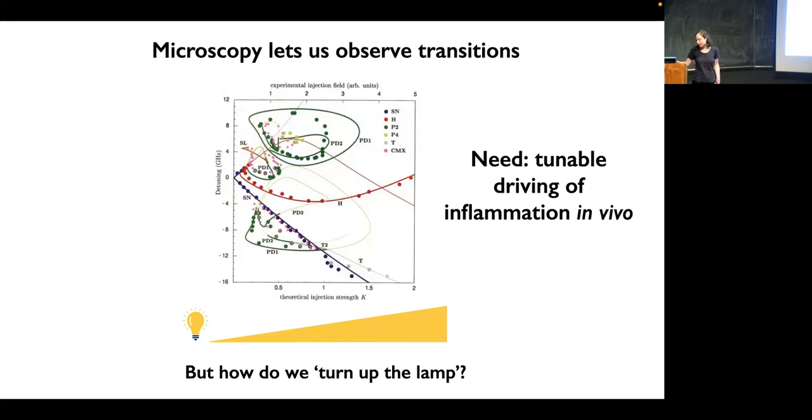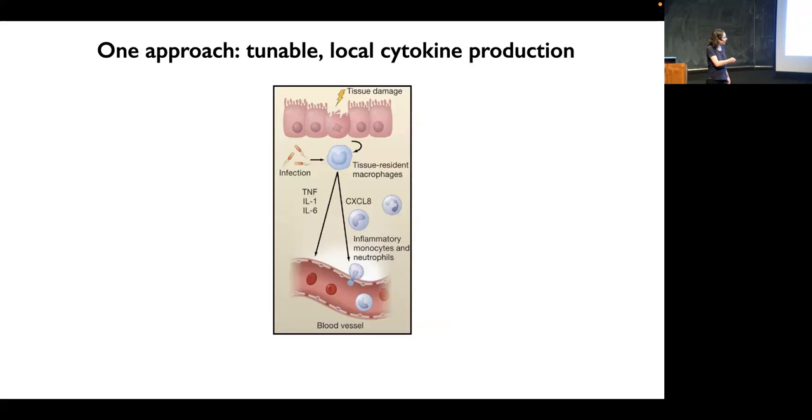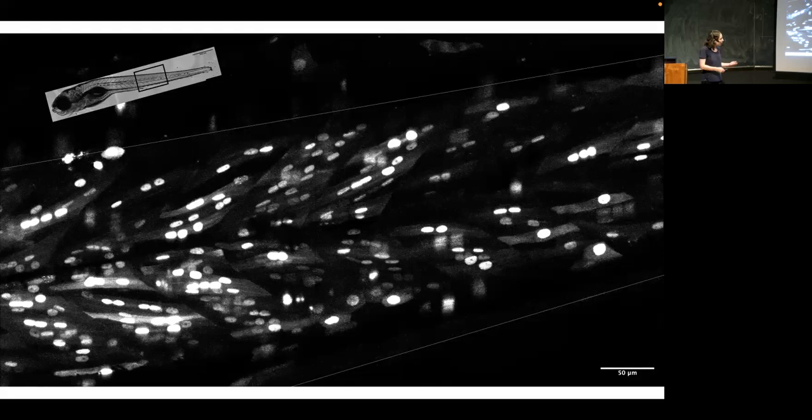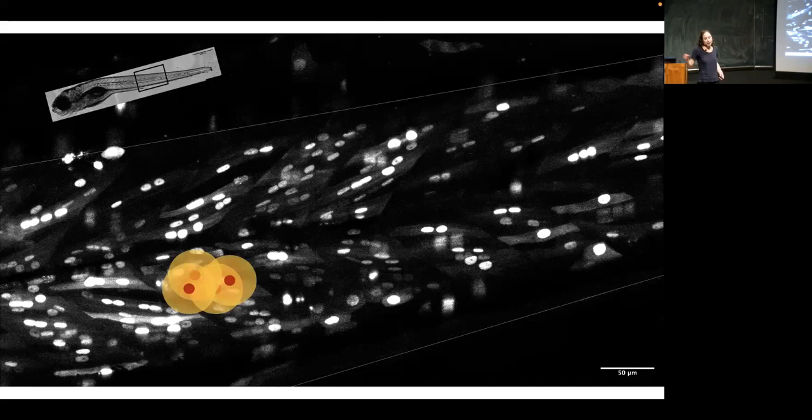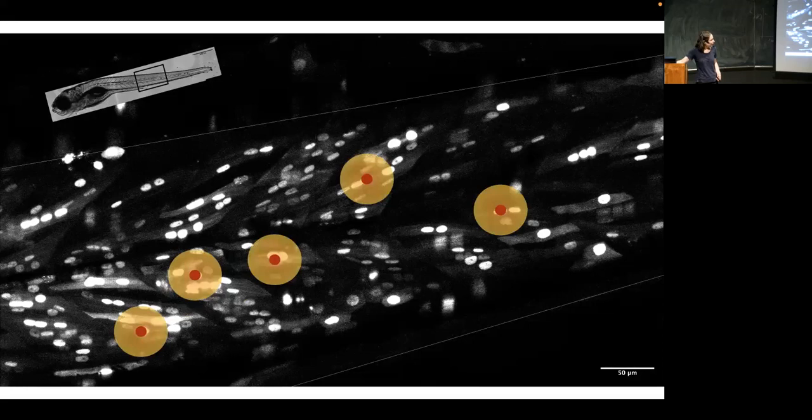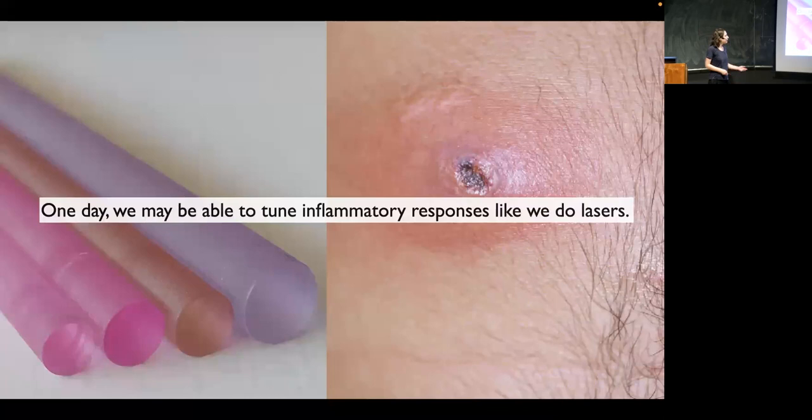So I'd like to just leave you with one approach to this problem, which is that one of the main drivers of inflammatory responses is these cytokines here. What we're working on is being able to drive cytokine production locally, by telling a particular cell somewhere in tissue to turn on producing that cytokine using a laser. So with this type of approach, we hope to gain full control over both the spatial distribution and intensities of these driving signals within the organism. And ultimately, the goal is that maybe one day we will be able to tune the inflammatory response with lasers.